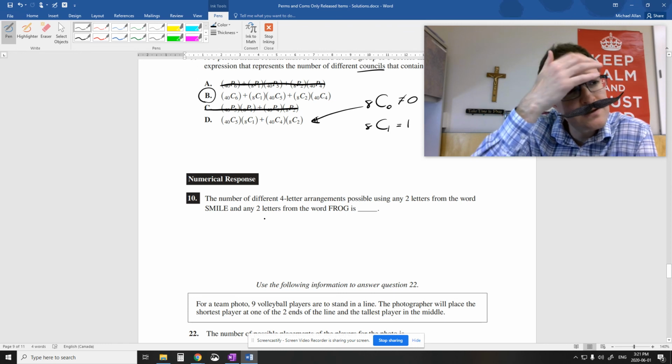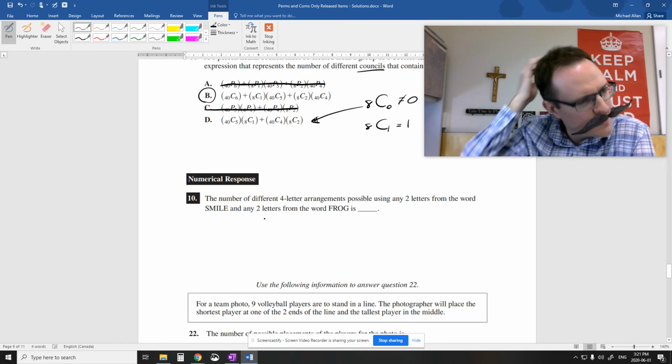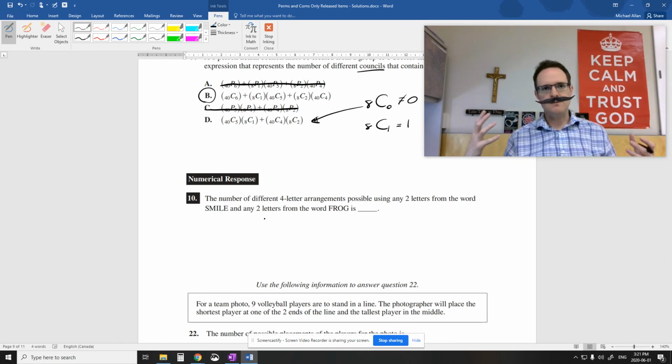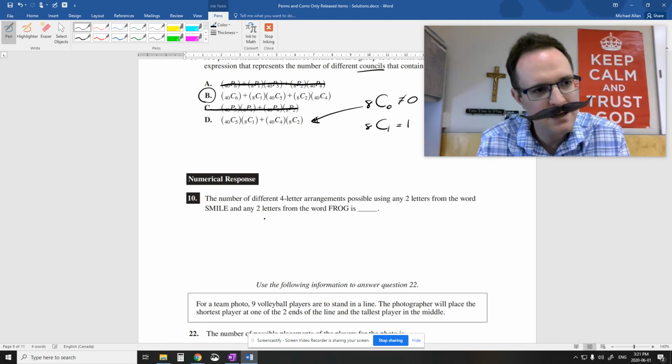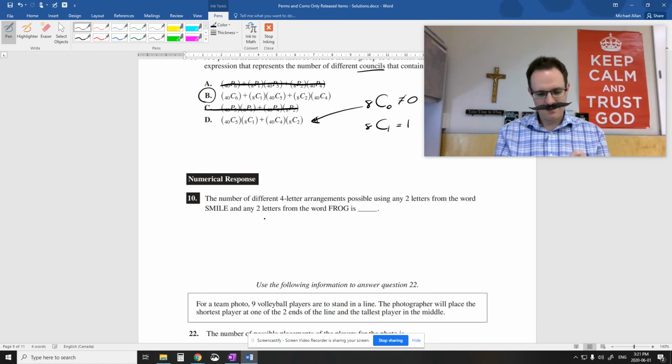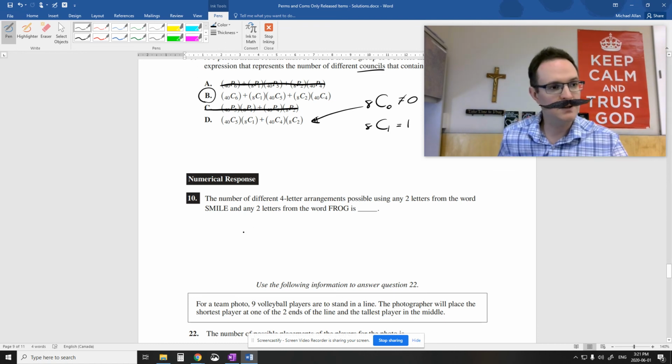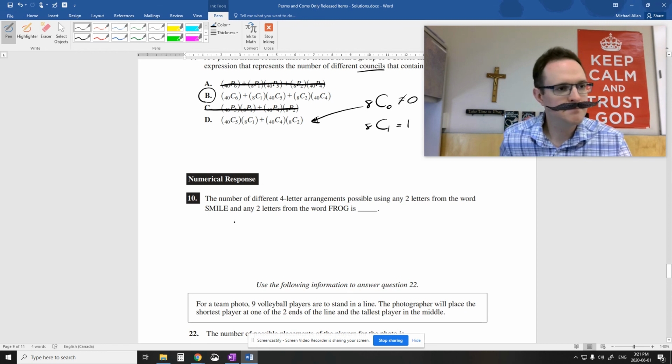How many different 4-letter arrangements are possible using any 2 letters from the word smile and any 2 letters from the word frog? Okay, so this is an interesting question. So this involves both permutations and combinations. You're going to take 2 letters from each, get them in your hand, and then put them in order. So first of all, I want to know how many letter combinations I can get from the word smile. So I have 5 letters. I'm going to choose 2 of them. There's 10 ways I can choose letters from that.